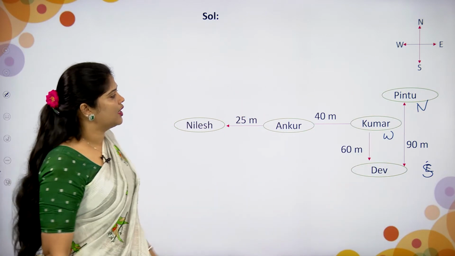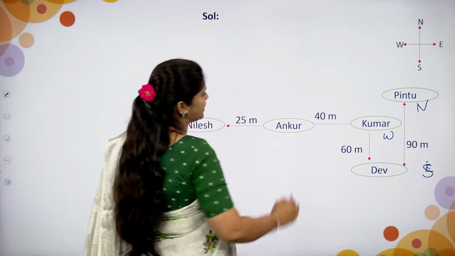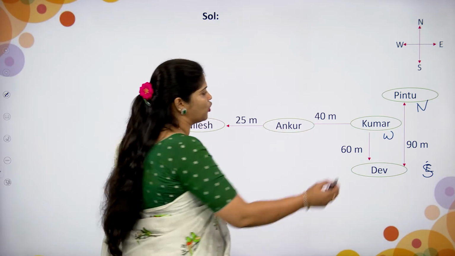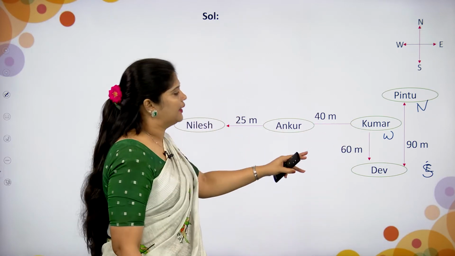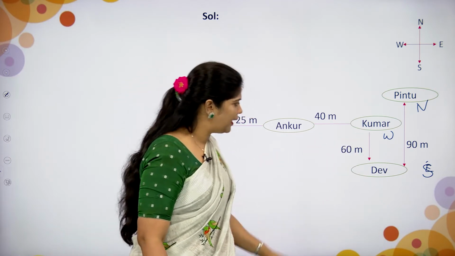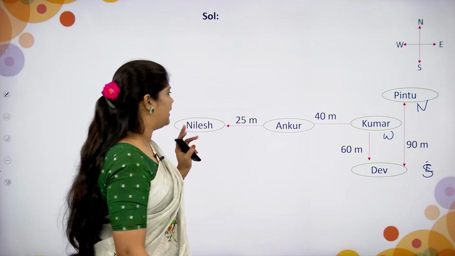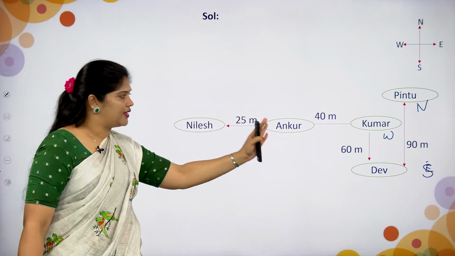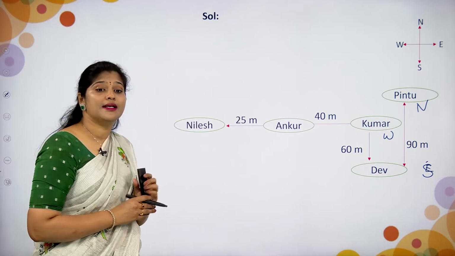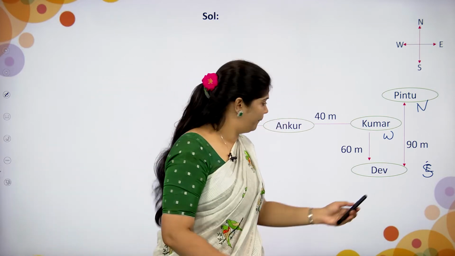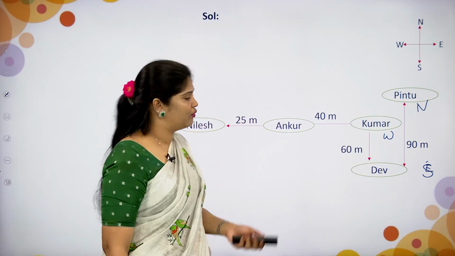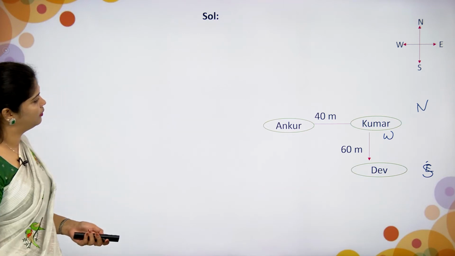Okay children, first, Ankur is 40 meters west of Kumar, and next point is Dev is 60 meters south of Kumar, and next Nilesh is 25 meters west of Ankur, and Pintu is 90 meters north of Dev. So, what is the question now?